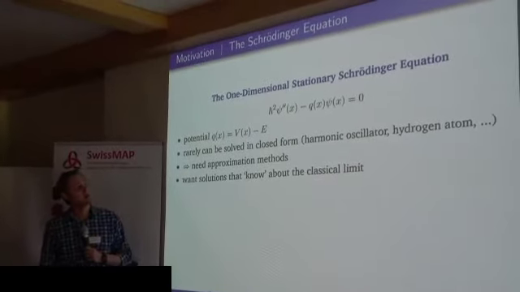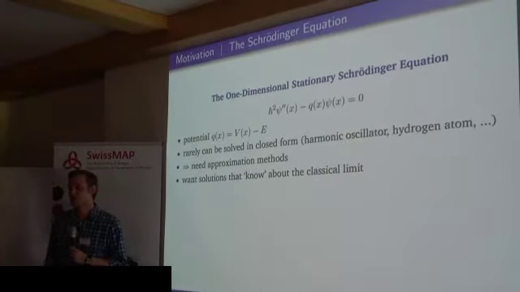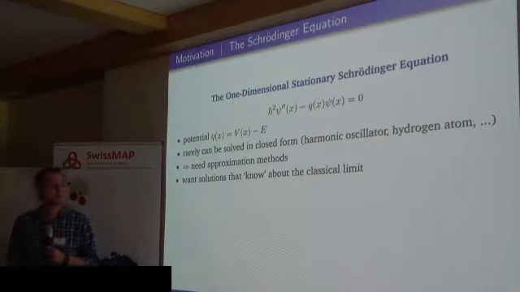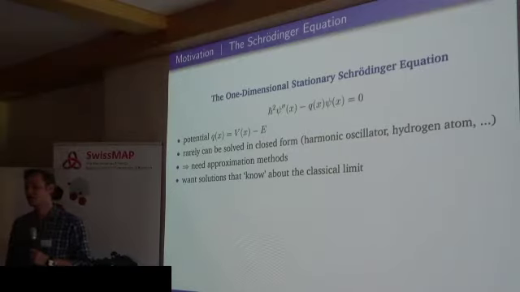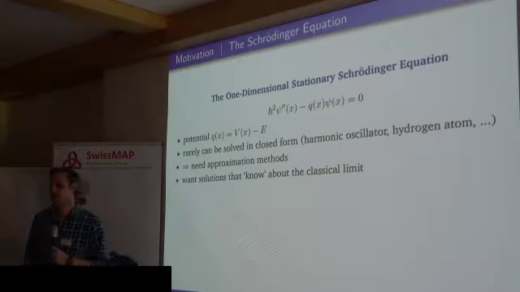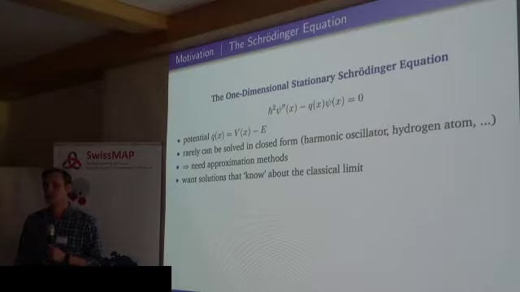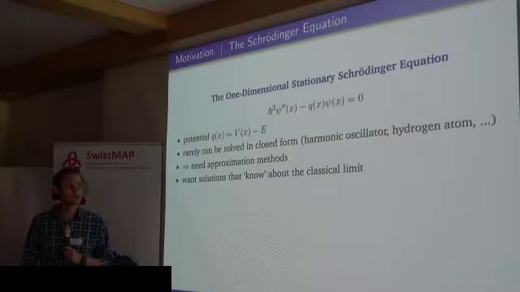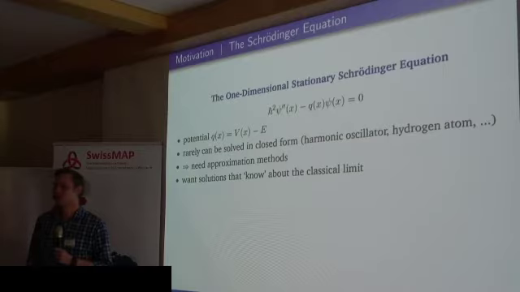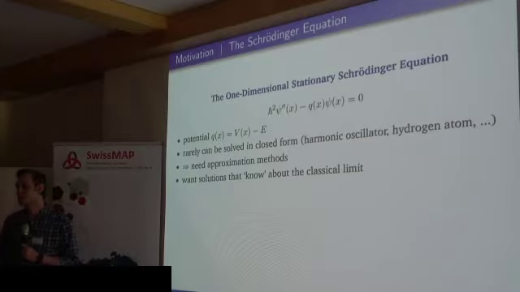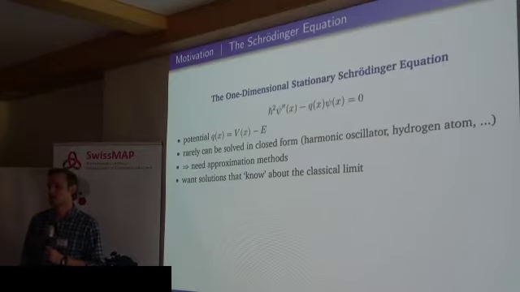And the point about the Schrödinger equation, as important as it is, is that it is very rare to actually be able to solve it in closed form. There are, of course, the famous harmonic oscillator and hydrogen atom, but that's more or less it. So as soon as you start studying the Schrödinger equation, it becomes apparent that if you actually want to understand solutions, some kind of approximation methods perhaps are needed.